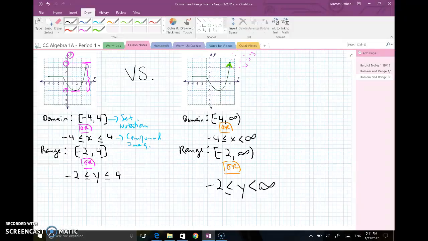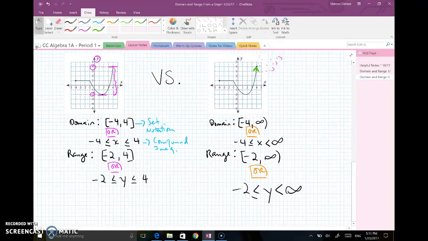And that is domain and range for both of these graphs. And you can see the difference in the symbols that we use, both with the infinity sign and with the use of the parentheses instead of using the brackets.